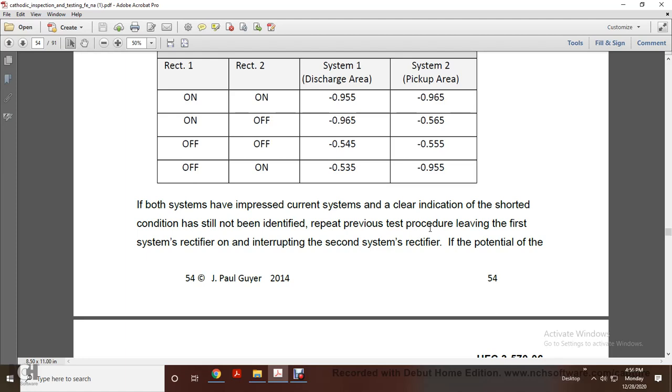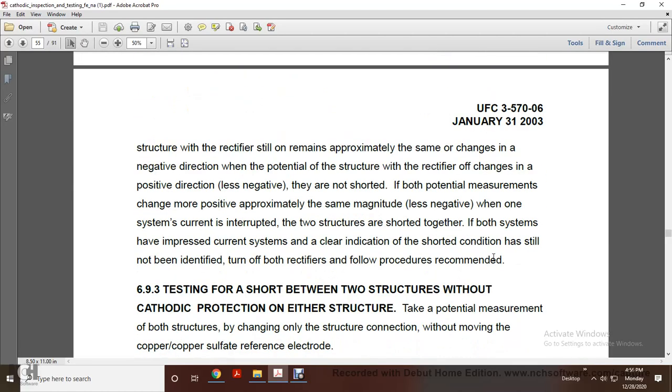Both systems have impressed output current. The system with a clear indication of a short condition should be identified. Repeat the test procedure, leaving the first system rectifier on and interrupting the second system rectifier, and interpret its potential. The structure with the rectifier on still remains approximately the same or changes in the negative direction.